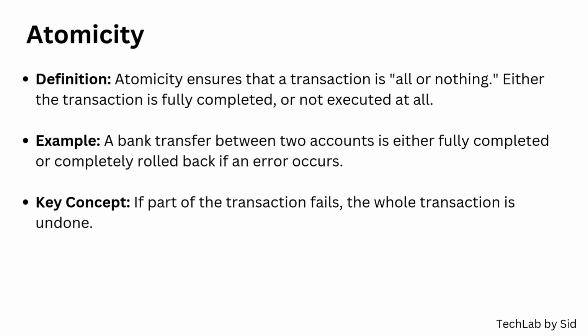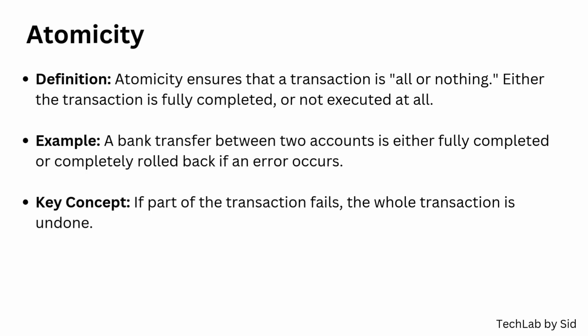Let's now break down atomicity, the first ACID property. Atomicity is the concept that a transaction must be atomic, meaning that it must be treated as a single, indivisible unit. This means that a transaction either completes entirely or does not happen at all.